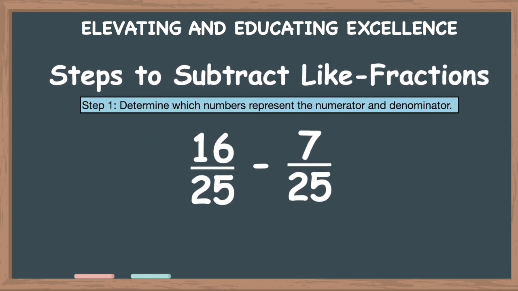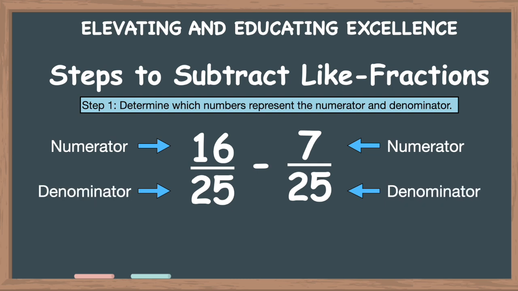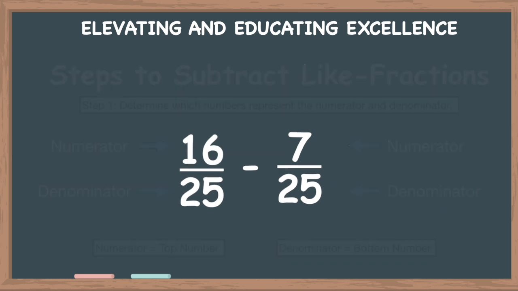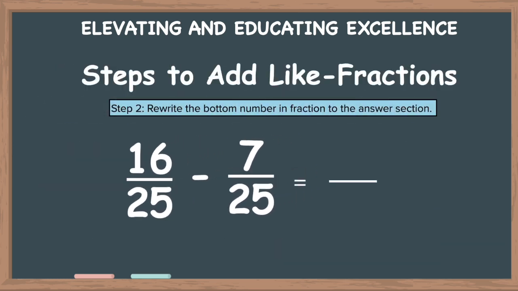So let's first determine which numbers represent the numerators and which numbers represent the denominators. So the top numbers represent the numerator and the bottom number represents the denominator. So numerator equals top number, denominator equals the bottom number. So let's subtract. So we're going to just rewrite the bottom number in the fraction to the answer section. Just as simple. So let's move that 25 over to the fraction in the answer section.